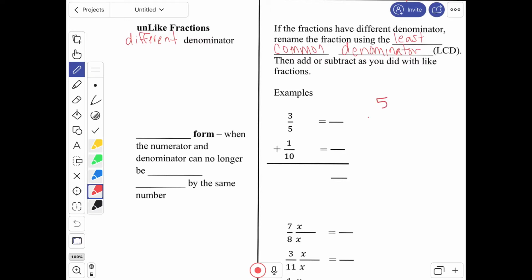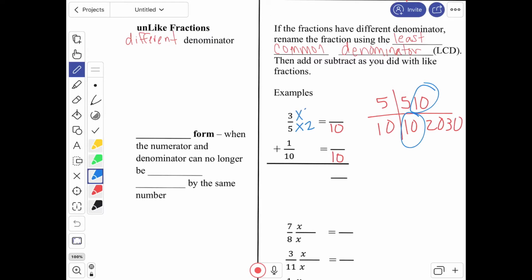3/5 plus 1/10. And we think of the multiples. If I was counting by 10, I would have 10, then 20, then 30. If I was counting by fives, it would be 5, 10. Oh, look, there's one. They both have a 10. So the least common denominator is 10.